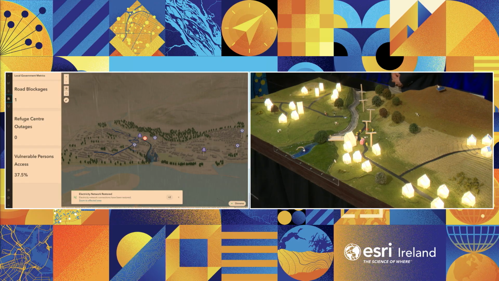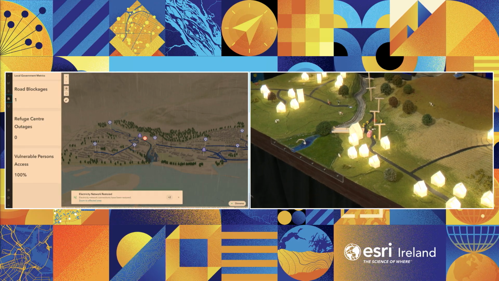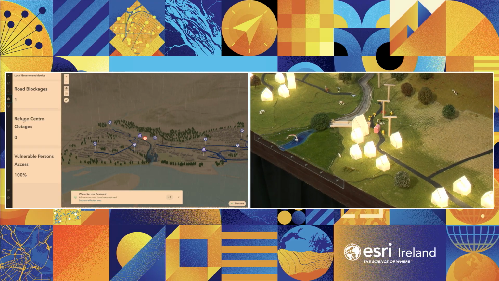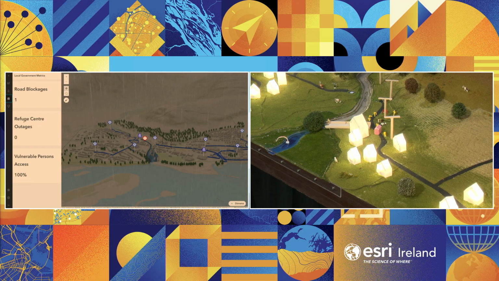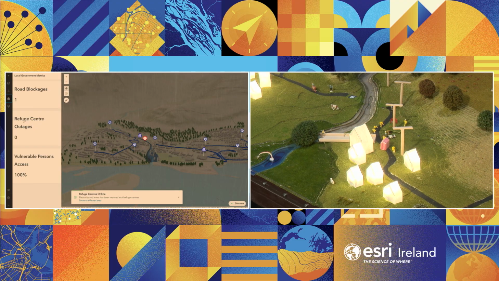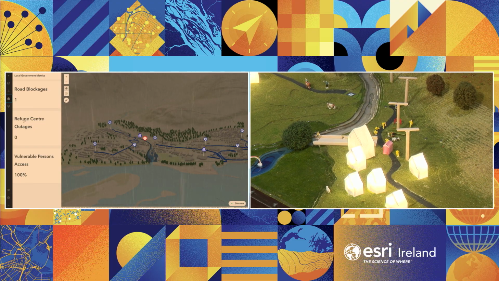The power to the network is restored, the water is running again, and despite the bridge being blocked, the emergency centres are open once again. By modelling these events, my digital twin has shown me that this could be a mutually beneficial investment for everyone involved. And this is the power of geography.